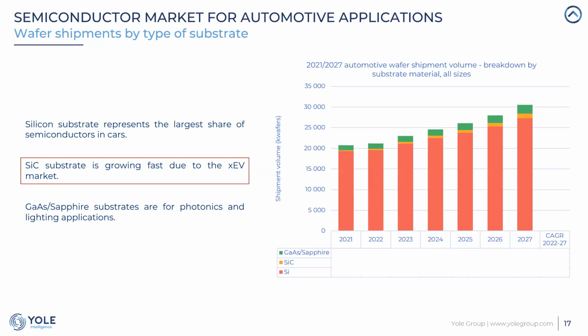Of course, most of the manufacturing will be on silicon, as you can see on the chart, but there is really a strong push for silicon carbide, but also gallium nitride technology, and also gallium arsenide and sapphires. The latter are more dedicated to photonics and lighting applications, which also present a nice market opportunity for the automotive industry, both for interior lighting and exterior lighting.